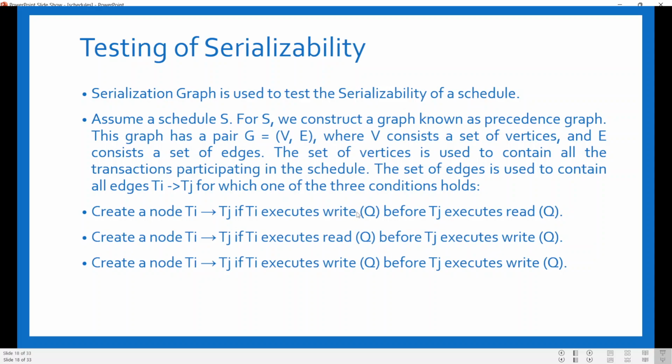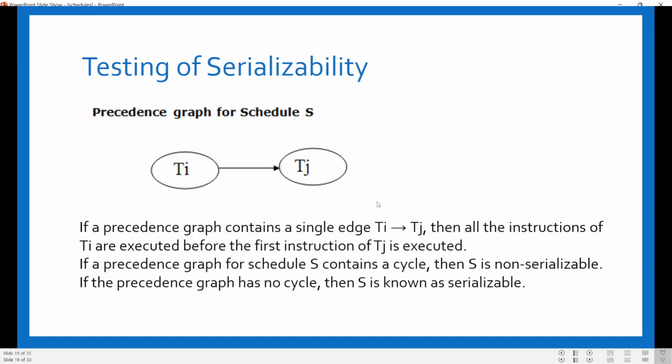So all the combinations are there: write, read, write. So when all these conditions are satisfied, then only we will be drawing an edge. We will have an example here so that you can clearly understand. Here, this is Ti, these are two transactions, these are the vertices, and this is the edge I was talking about. So we'll be joining this edge for all the instructions of Ti.